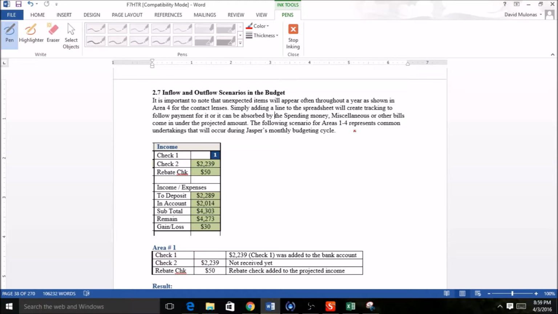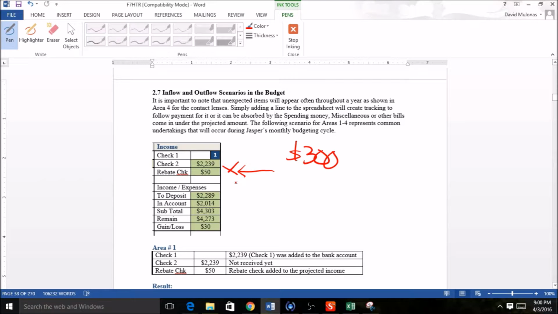So starting with the first section here, we can see, for example, a rebate check. Maybe Jasper bought something last month, had a $50 rebate check, didn't think anything of it, and let's say he paid $300 for it. Even though he could have said, listen, I'm getting $50 back, he didn't account for it. So now in the next month he says, you know what? I have $50 coming in, so I'm just going to throw it in this month, consider it as income.